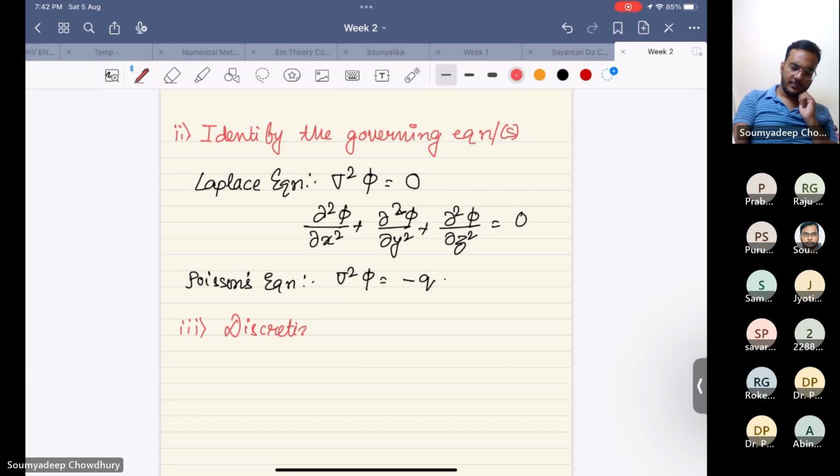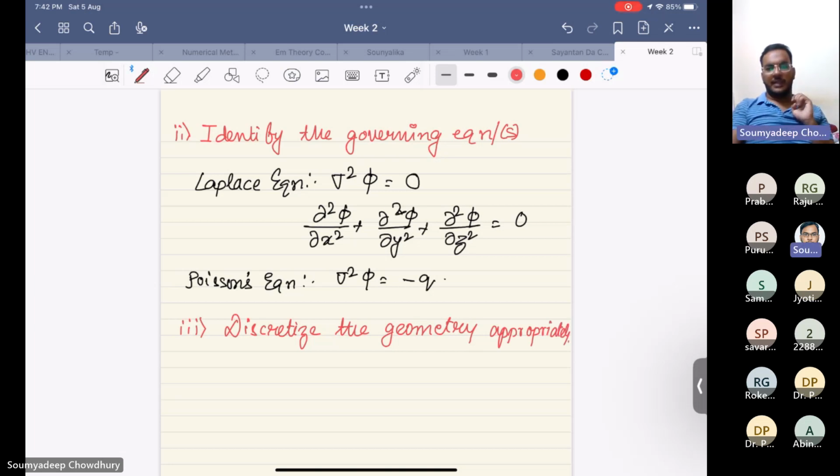The next step, discretize the geometry appropriately. What is meant by discretizing a geometry? Any idea? What is discretization? Dividing the area. Yes. Yeah, dividing the area into small triangles or anything. Yes. Why we do that? Anything you can think of? Why we discretize the geometry? Why we divide the entire geometry into smaller triangles or quadrilaterals?